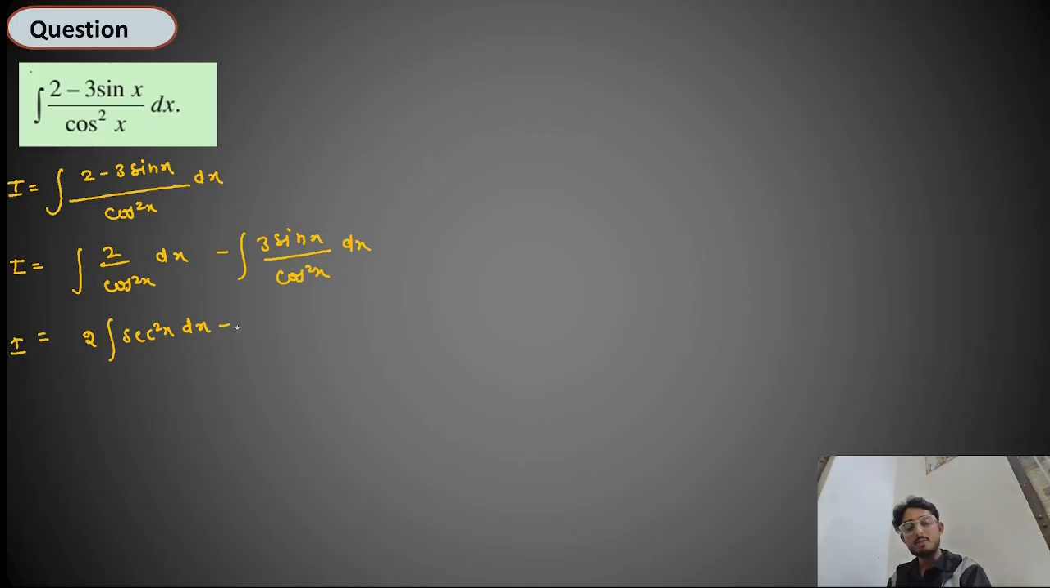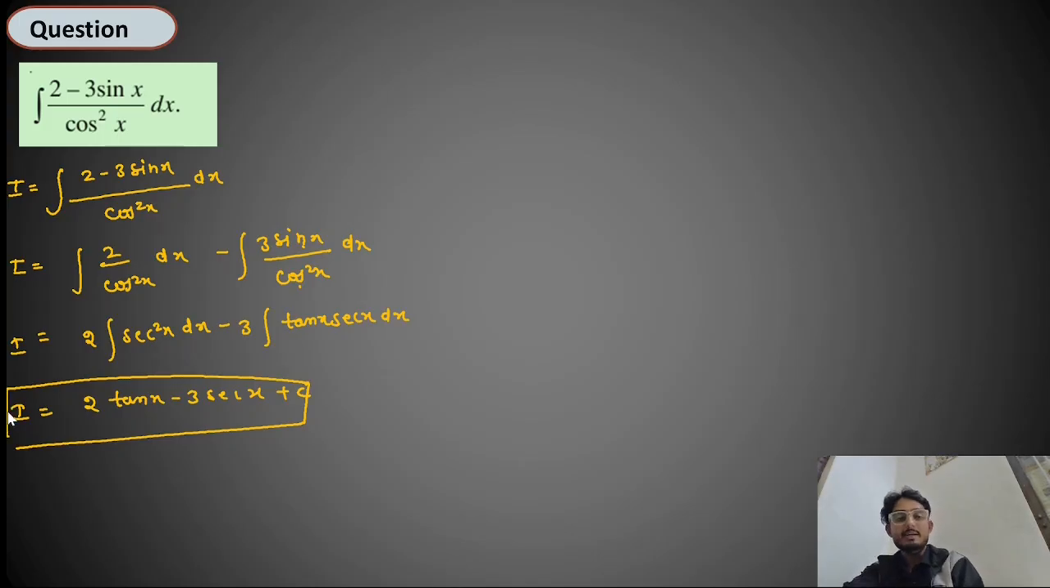minus, you will take 3 outside the integration, and sine upon cos. Here cos square x means cos x into cos x. So sine upon cos is tan x and 1 upon cos is sec x, so tan x sec x dx. I equal to, you will get 2 sec square x. What is the integration of sec square x? tan x, minus 3. What is the integration of tan x sec x, sec x, plus c? This is the final answer.